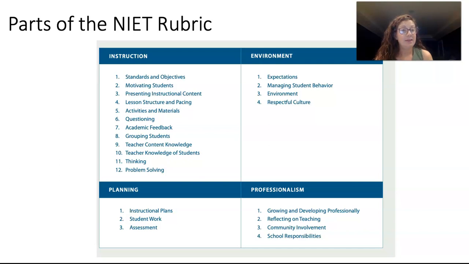And then finally, we also look at professionalism. So how is the teacher growing and developing professionally? We don't expect you to get a perfect score on this rubric. We expect to see growth over time. Also, how you reflect on your teaching, what type of involvement you have with your school community, and what responsibilities you have with your school.